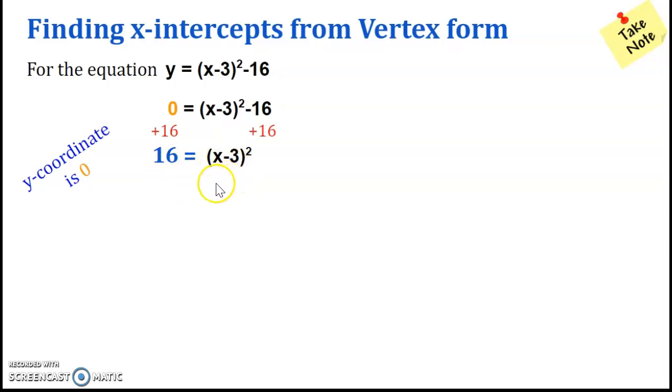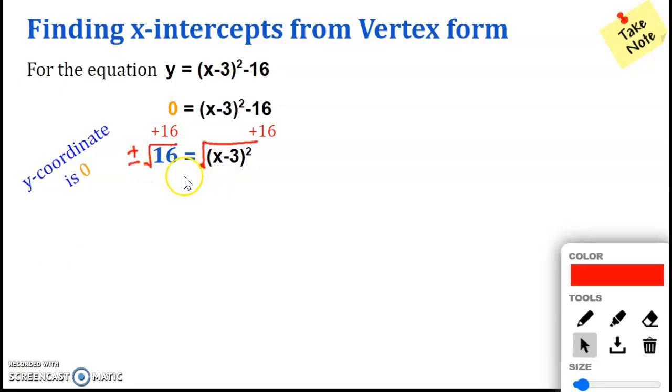Then from here, I can take a square root of both sides, like so. And when I do that, I need to remember to put plus or minus, because it could be a positive or negative part of the solution. So then I am left with x minus 3, since the square root and square cancel out. And the square root of 16 is 4, and you have plus or minus. So x minus 3 is equal to plus or minus 4.